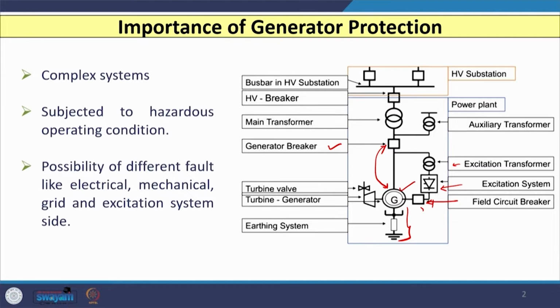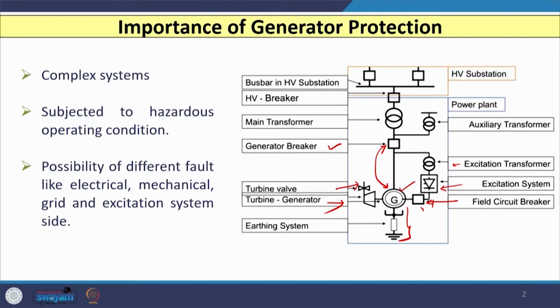Now, in this diagram if you look, along with the excitation system, the generator also has the turbine generator mechanism. So, the prime mover or turbine will also be there, and the turbine valve is also there, using which we can change the mechanical input given to the turbine, and accordingly the steam, so that the power generated by the alternator can be changed.